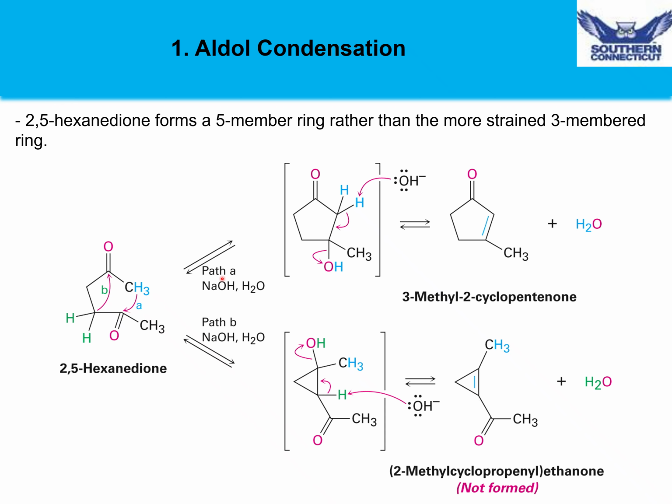This is a much more favored pathway, and this is what typically is observed, not only in the aldol reaction, but any cyclization reaction. In general, any reaction that leads to a cyclic 5-member ring or 6-member ring, generally that's a favored pathway compared to any other type of ring.